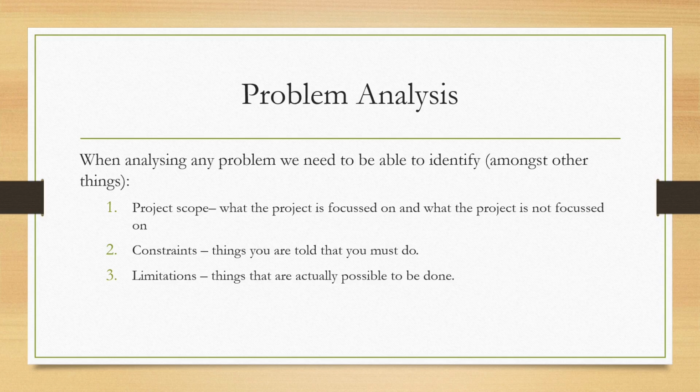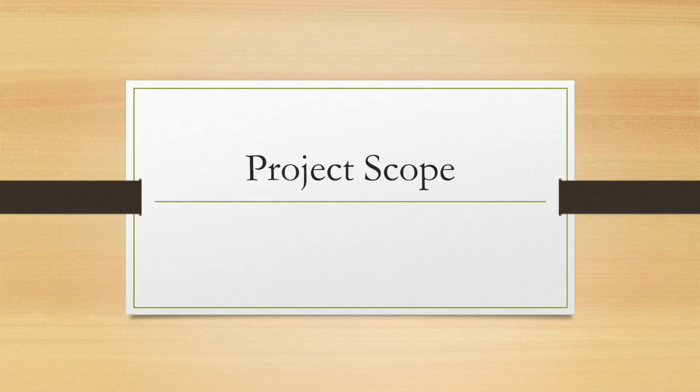There are some other things that we will analyze in coming lessons that will help us to break down and work out how to deliver a problem. So we will come back to these in later lessons and add to our scope, our constraints, and our limitations. But based on a problem that we're given before we investigate our users and other situational requirements, we can just develop a beginning understanding of what we're actually going to do. So let's begin with project scope.